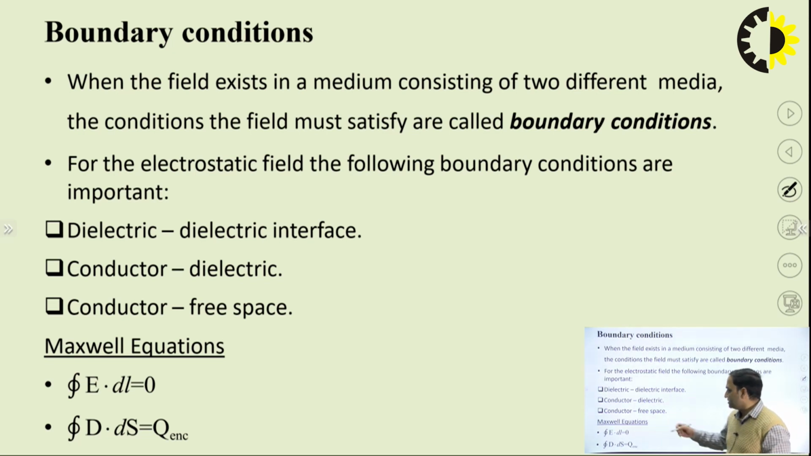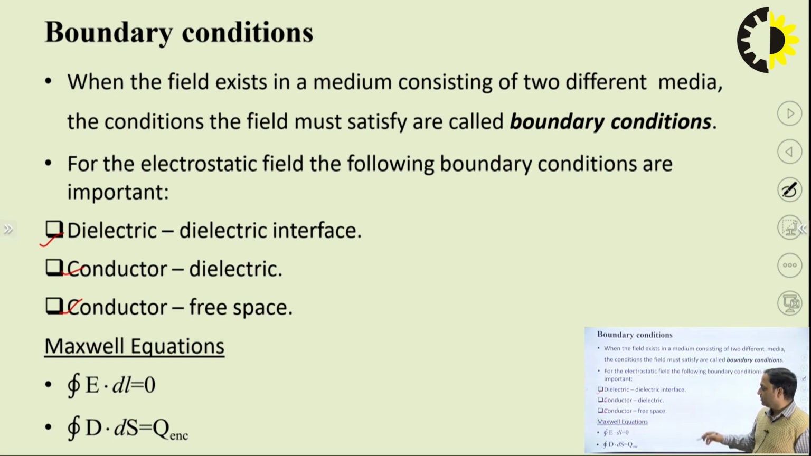The first case is the dielectric interface. It means one medium is of one dielectric and the second medium is of a second dielectric, that is, different materials. This is the first case, or we can say the general case as well. The second one is conductor and dielectric, where one medium is a conductor and the second is a dielectric. The third case is conductor and free space.